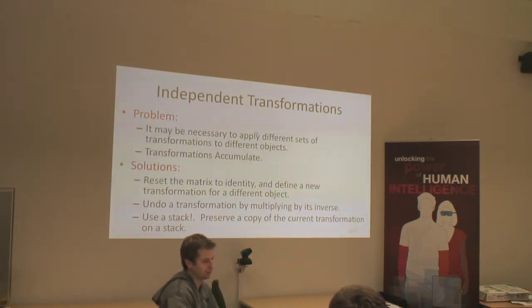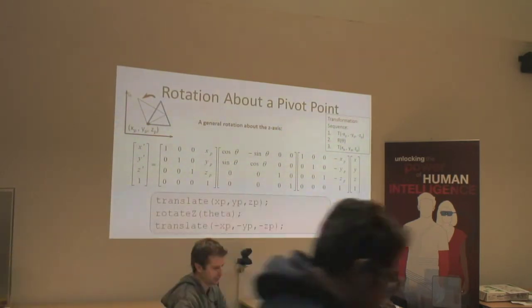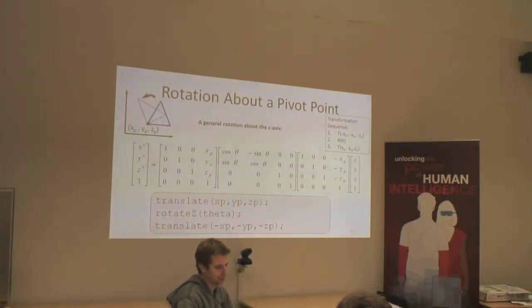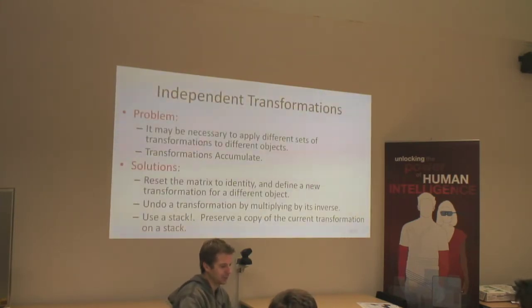So if we want to do rotations around a pivot point or whatever, we have to do all these independent transformations. We have to do a translation, a rotation, and another translation to get back to where we were. We end up with, and we've sort of covered this already, lots of different transformations to model every object in your scene.